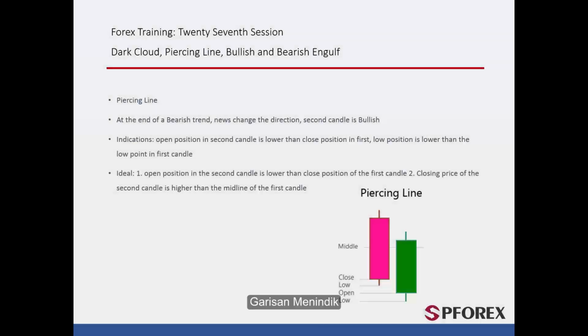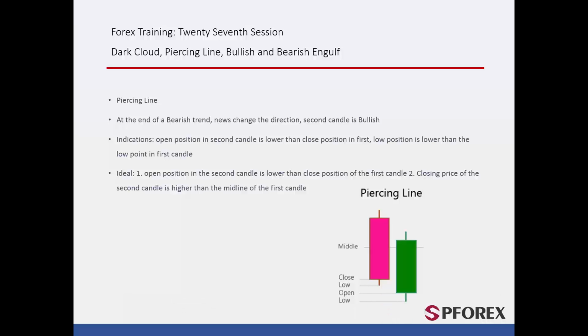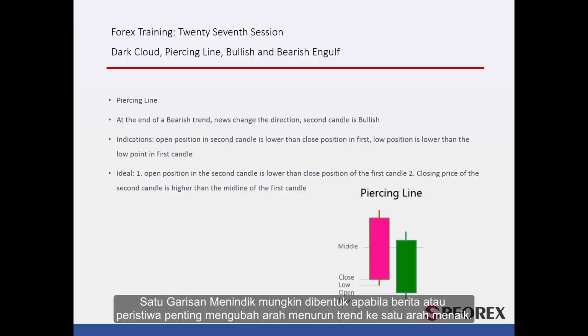Piercing line. Piercing line forms in a downtrend, opposite to the dark cloud pattern. It indicates a reversal trend in a decline direction. Like dark cloud, the piercing line pattern consists of two candles. A piercing line may form when a significant news or event changes the downward direction of the trend to an upward one.